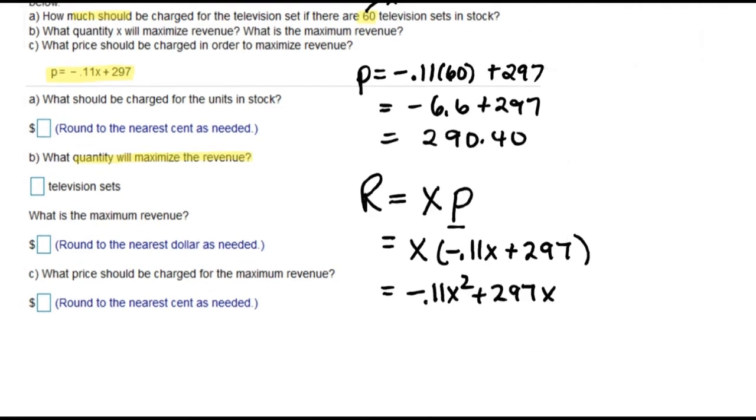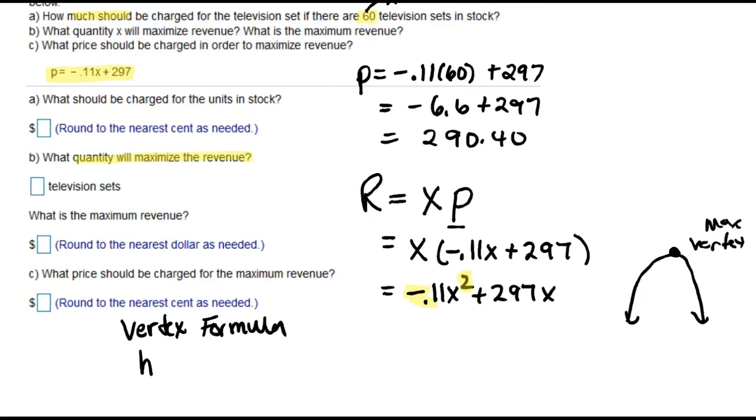Now I'm going to maximize the revenue. What I notice here is that I have a quadratic. That squared tells me I have a quadratic, and then I have a negative coefficient. So my parabola will be a down-facing parabola, and the vertex is where my maximum will be. So I'm going to be able to find the maximum revenue by finding the vertex of this. So we'll use the vertex formula, which is h equals negative b over 2a.